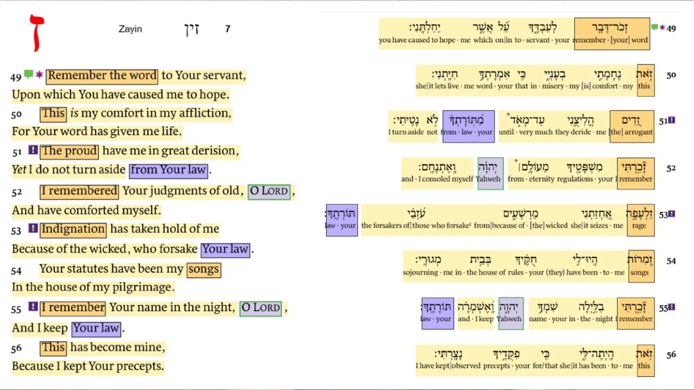So it goes on, and you can say really from here to the end of the chapter, how do you get from that place of being in mortal fear to a place of freedom? He says, your statutes have been my songs in the house of my pilgrimage, meaning the things that you've said, they're the reason why I sing.